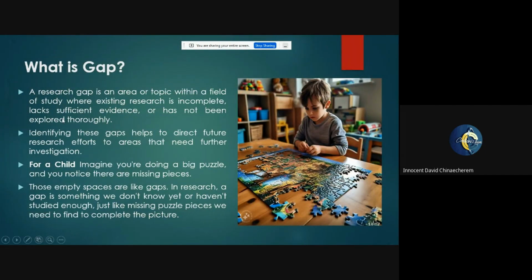So without wasting much of our time, we need to understand what a gap is. When we mention the word gap, what we have in mind is a hole, something that is missing. Look at this young boy with this puzzle: there are a lot of spaces that need to be filled. All these puzzle pieces are the unknowns we use to fill up these places. So a gap is an area or topic within a field of study where existing research is incomplete.